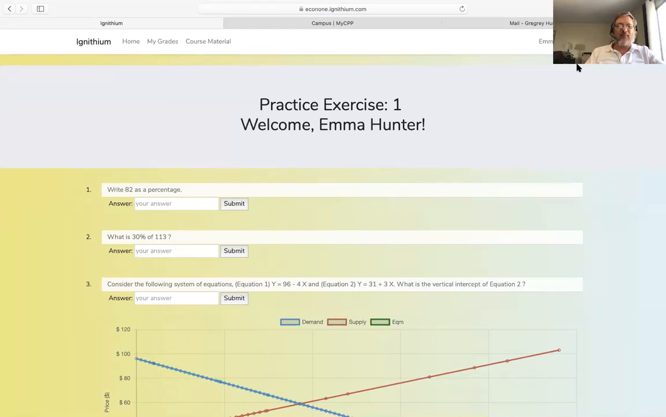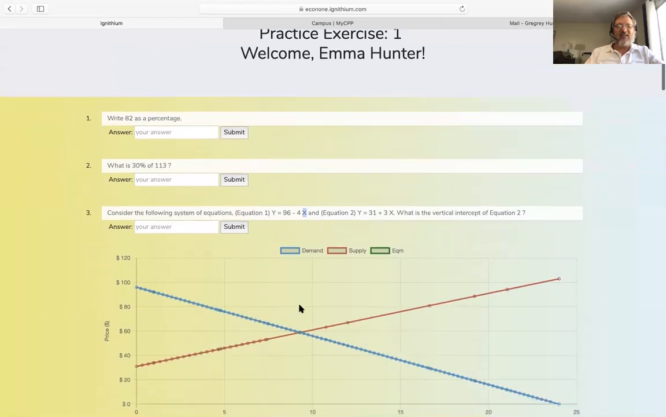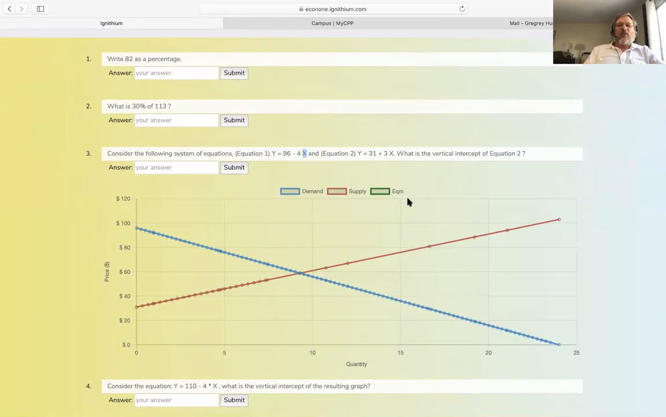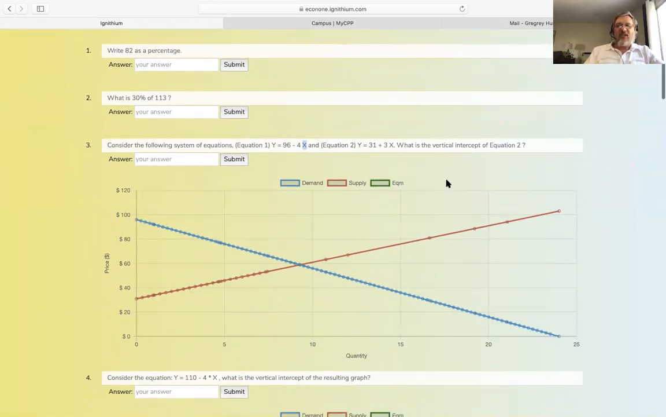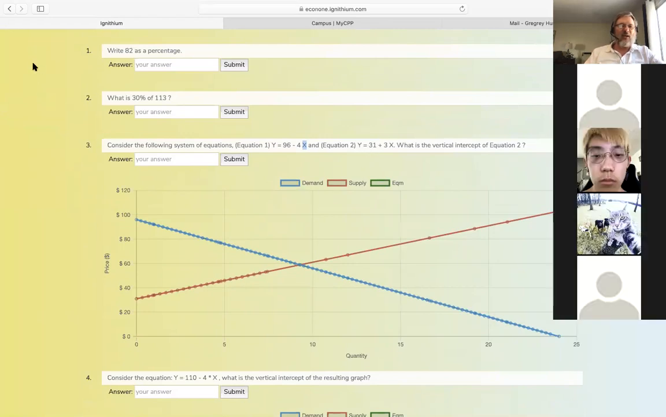but maybe under different labels, just because you were used to using y and x for the vertical and the horizontal axes. So this first question just says, okay, let's take a look at equation 2, and what's the vertical intercept? So I'll ask you guys now. We'll try to go through a couple of these really quickly.